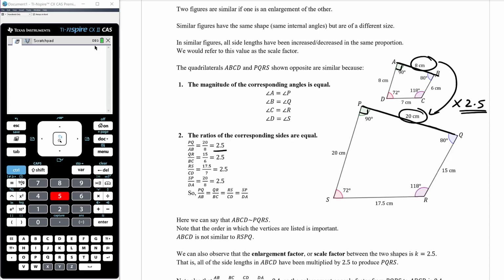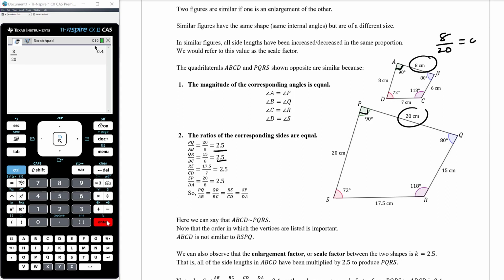So again, if I did QR divided by BC, so 15 divided by 6, that's also 2.5. So all of the side lengths, you can check them individually. All of the side lengths have been multiplied by 2.5 from the smaller shape to the larger shape. Equivalently, if we'd done the division the other way, 8 divided by 20, let me get that as a decimal, that's 0.4.